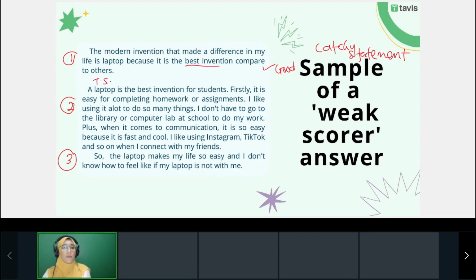Firstly, it is easy for completing homeworks or assignments. I like using it a lot to do so many things. I don't have to go to the library or computer lab at school to do my work. Now remember, like I said, yes, you can use lab, but it is always better to spell the whole word out. So instead of lab, spell the word out, laboratory. And this one here, spelling error, a lot. No, we do not spell a lot like that.